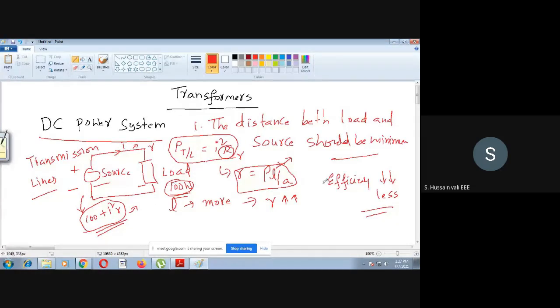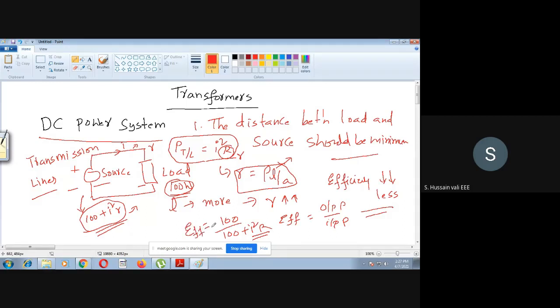So it means the efficiency is less. What is efficiency always? If losses are less, efficiency is more, we generally say. But if the losses are more, efficiency is less. Or we can say in other words, efficiency is equal to output power by input power. So your output power is 100 watt, whereas the input power is 100 plus I square R. Now if I square R is more, that is, the denominator will be more, then the total ratio will be less. It means efficiency is less.